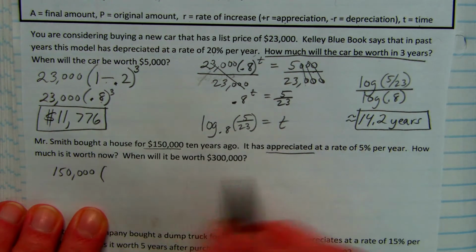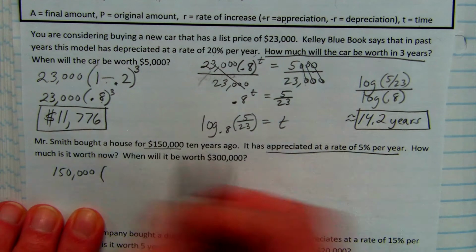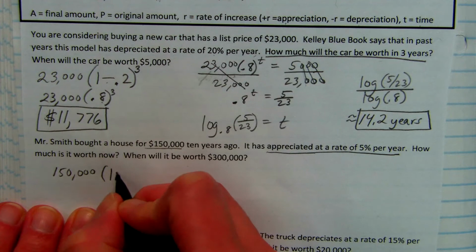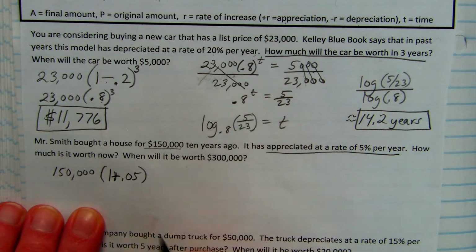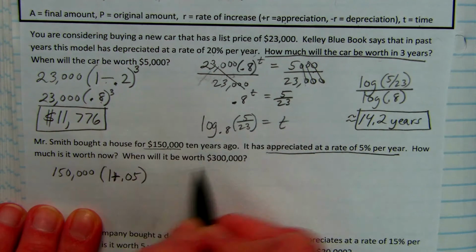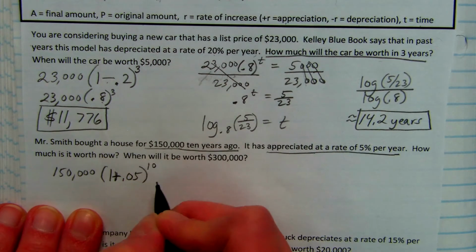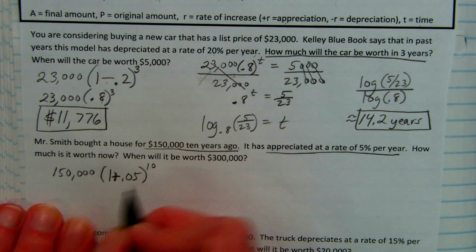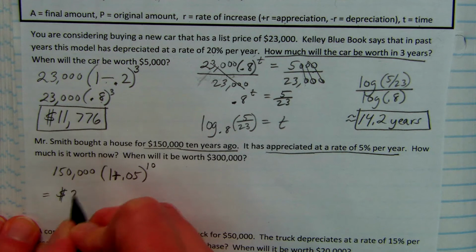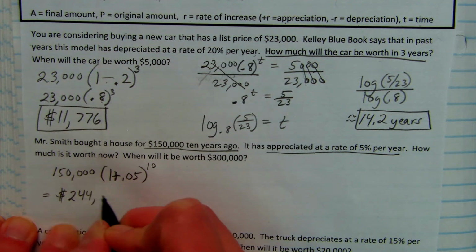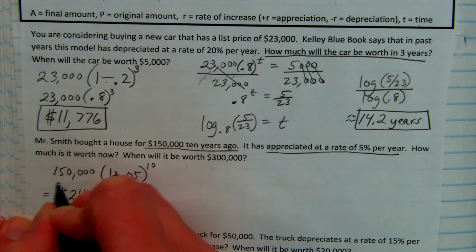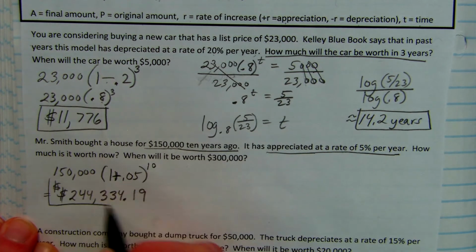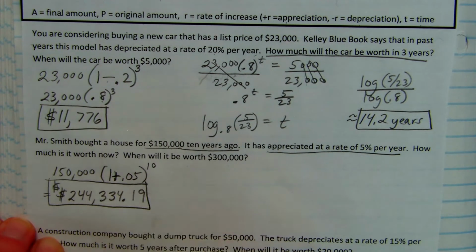Okay, and then it's appreciating at a rate of 5% per year. So I'm going to have 1 plus 0.05, or you could go ahead and change that to 1.05 if you want. And then that was 10 years ago, so we're going to do 10th power. So if you put all that in, you end up with $244,334.19. Got to keep those pennies.